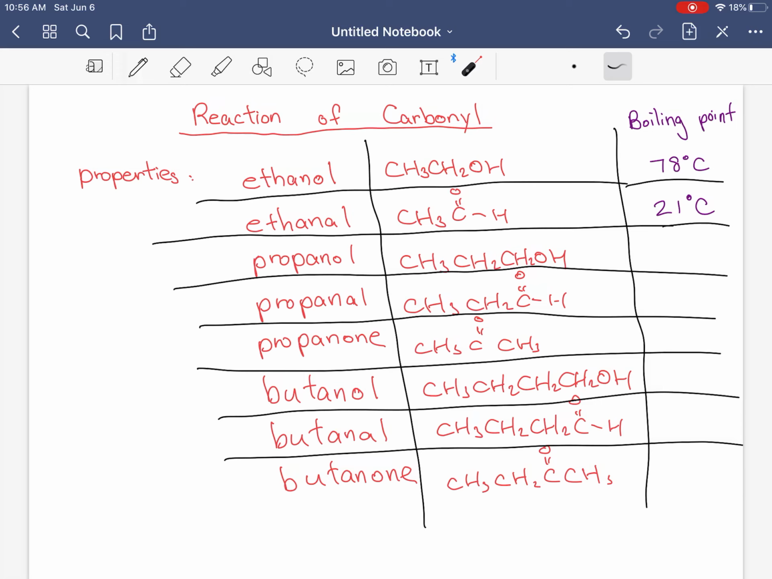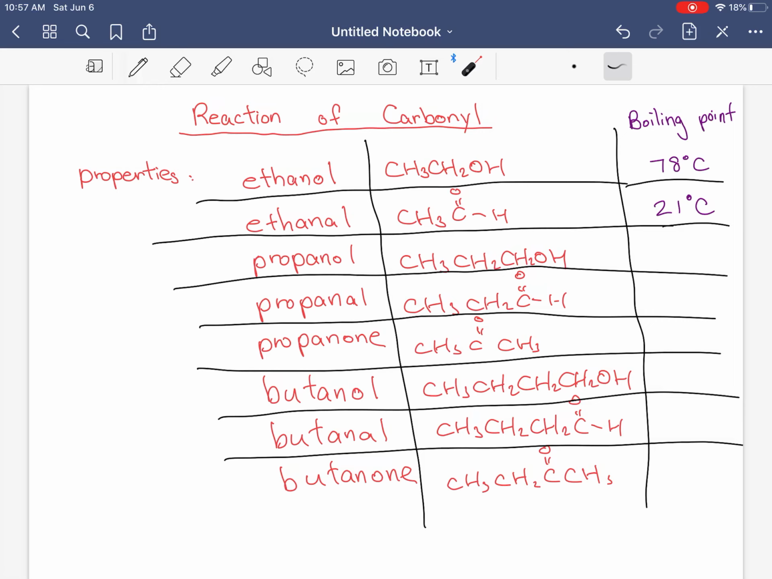Okay, now let's continue. Okay, what about propanol? Let's compare ethanol and propanol. What's the difference between ethanol and propanol? Well, chain length. There's more carbon in propanol.